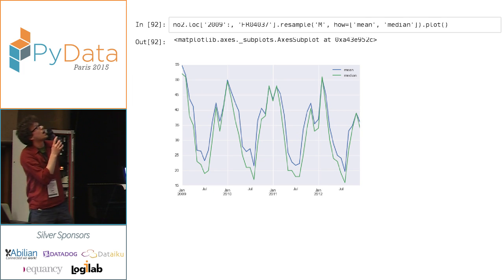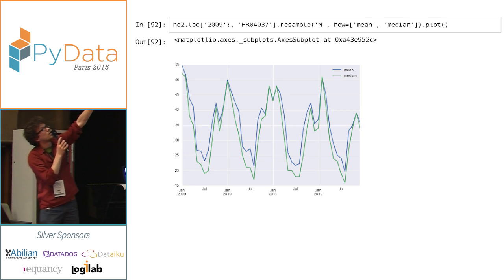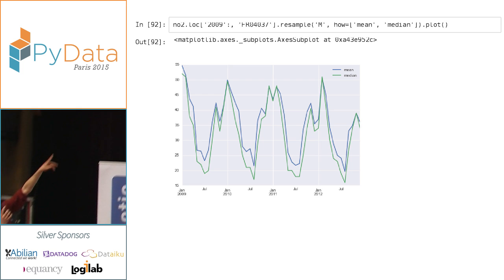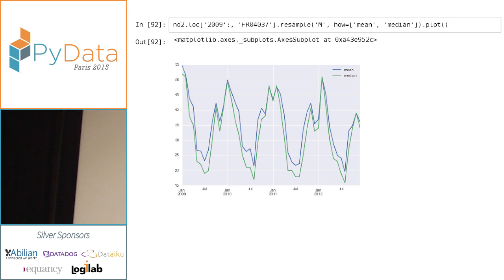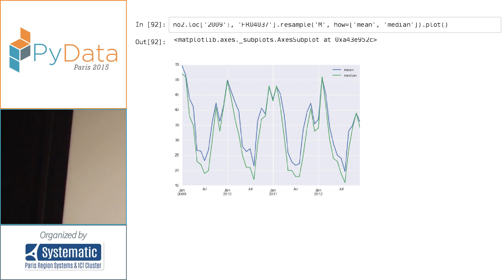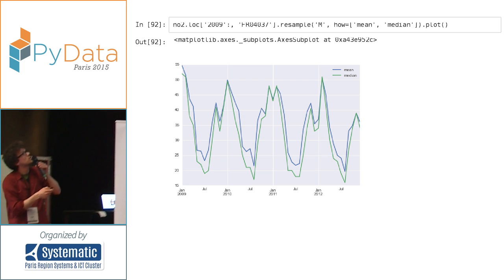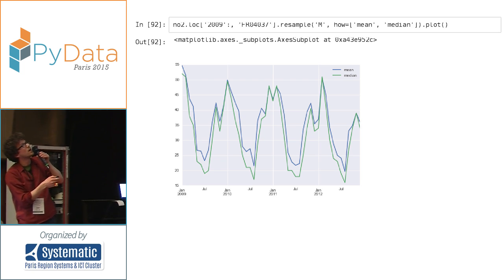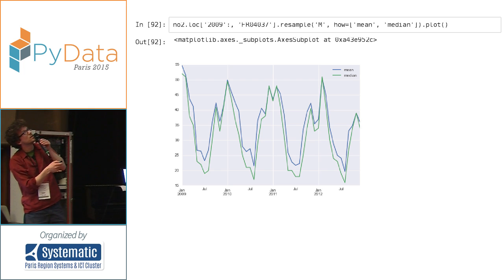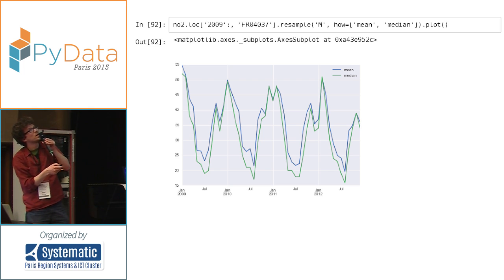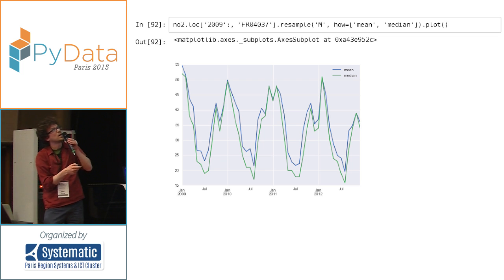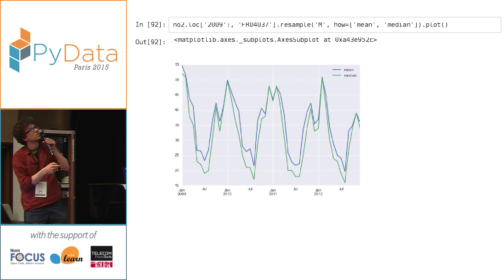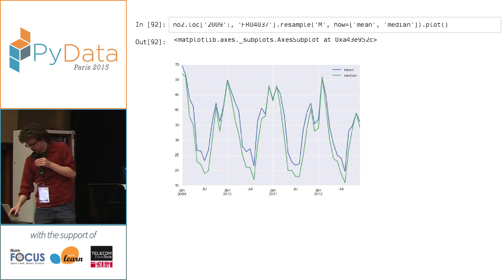And here's another example. I took, for example, the 2009 data of one of the stations. So this is with some indexing, all data of 2009 up to the end of the data set, it's 2012. For one station, I resampled monthly and I took the mean and the median and I plotted it. So then you see that the median is always a little bit lower in this case because you have a tailed distribution.